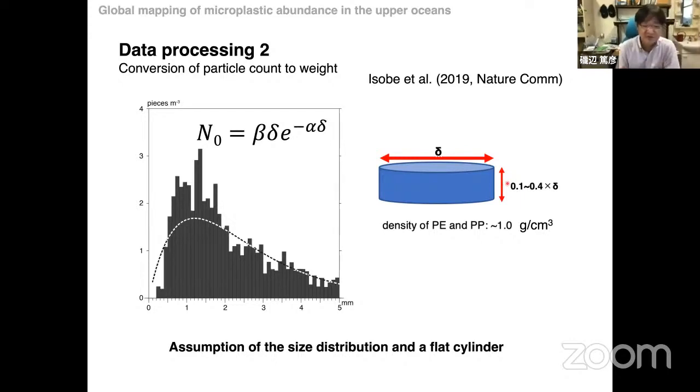So with the assumption of this cylinder shape for each fragment and the assumption of the size distribution like this, we can convert from total particle count to the total weight of the microplastic with the size distribution assumed by this curve. A detailed procedure has already been published in our Nature Communications paper last year.